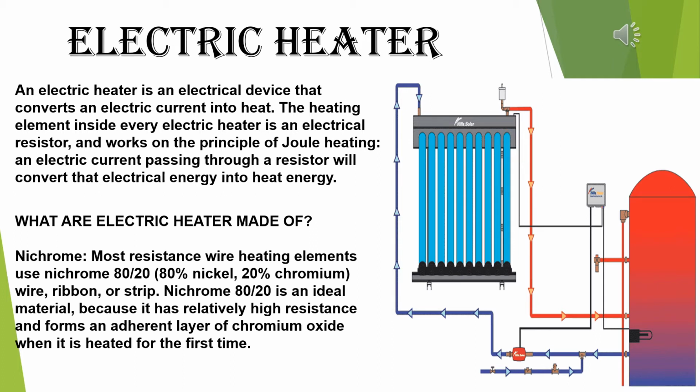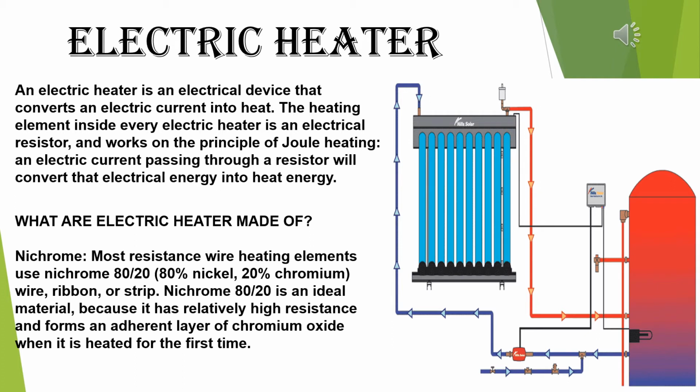Now, what are electric heaters made of? It is made up of nichrome. Nichrome is an alloy. Most resistance wire heating elements use nichrome 80/20. That means 80% nickel and 20% chromium. Maybe you have learned this in your metallurgy section. So nichrome wire, ribbon or strip.